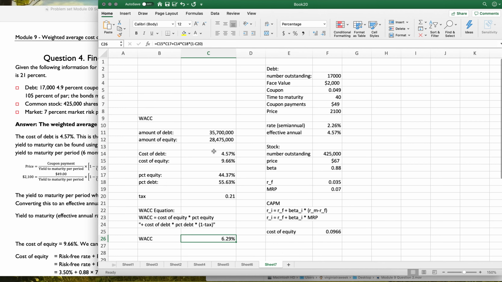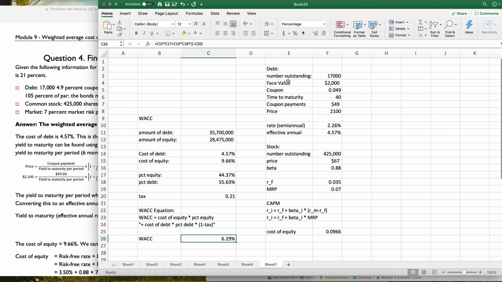What this shows us is that we have slightly more debt than we have equity. The cost of debt is slightly lower than the cost of equity, and so our weighted average cost of capital is a little bit weighted towards debt. Therefore, it's lower than it would be otherwise because we get a lower price of debt and we also have a tax advantage because we don't have to pay taxes on interest payments. And that's how you would do this problem.